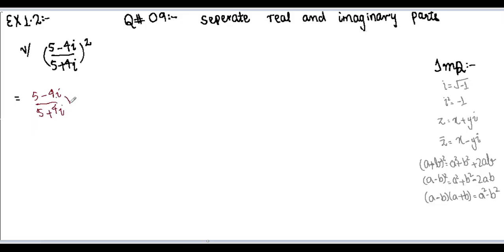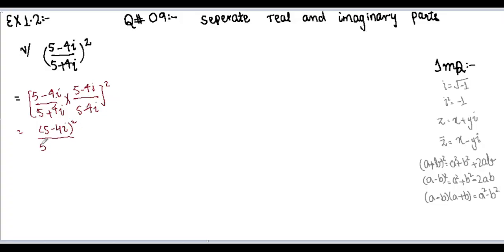How do we rationalize? We multiply and divide it by the conjugate of the complex number in the denominator. So its conjugate is 5 − 4i, as we have changed the sign of the imaginary part, and the whole square will remain the same. So (5 − 4i) into (5 − 4i) gives us (5 − 4i)², divided by (5 + 4i) into (5 − 4i). It becomes (a + b)(a − b), and from this formula we get a² − b², where a is 5 and b is 4i.